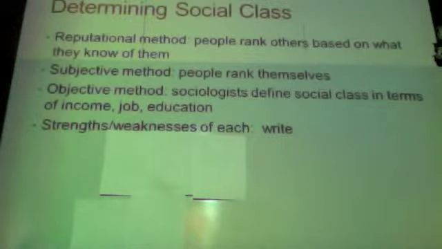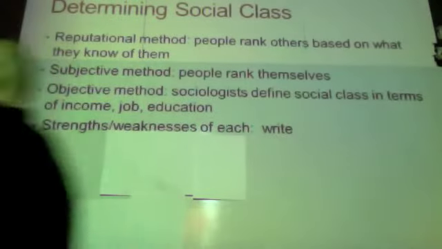All right? Now, one thing I want you to do as you're watching this is to write out strengths and weaknesses of each of these three methods. We have talked about them. I want you to be able to identify them, and quickly also in your writing, tell me which method you think is most commonly used in American society as a means of determining what social class we belong to.